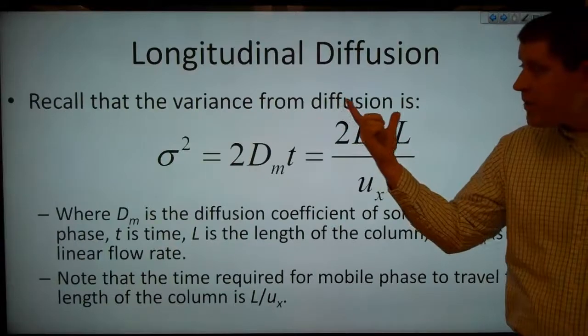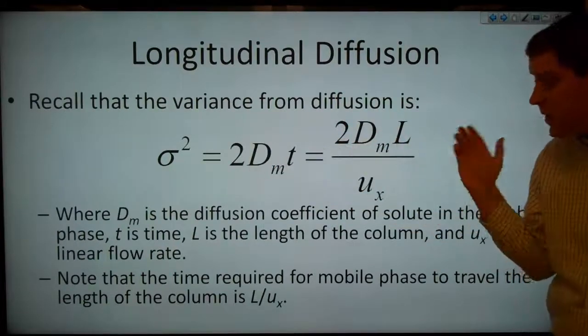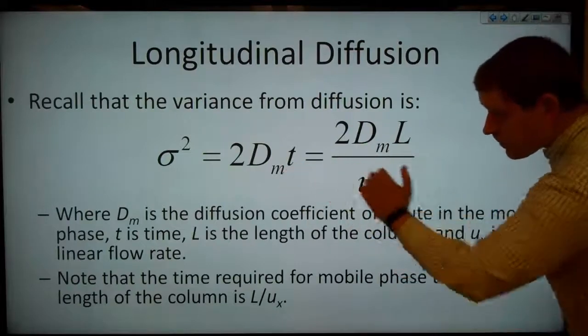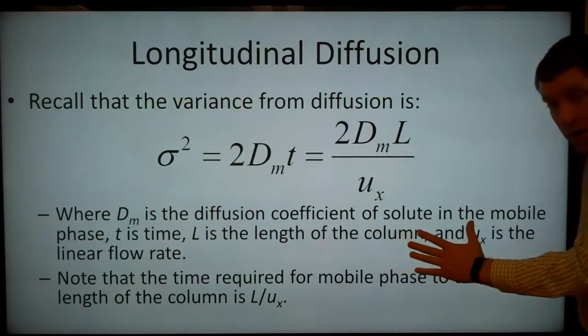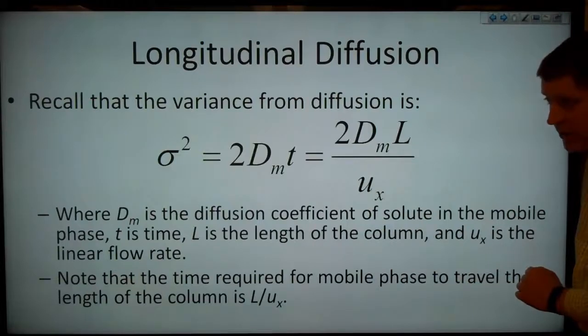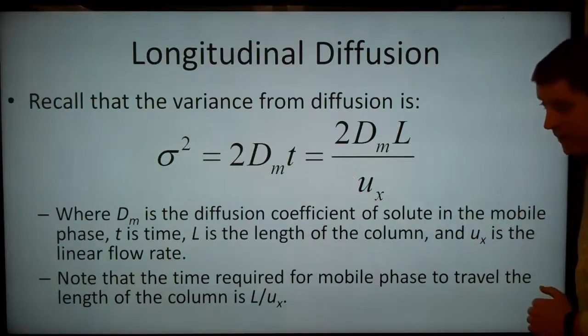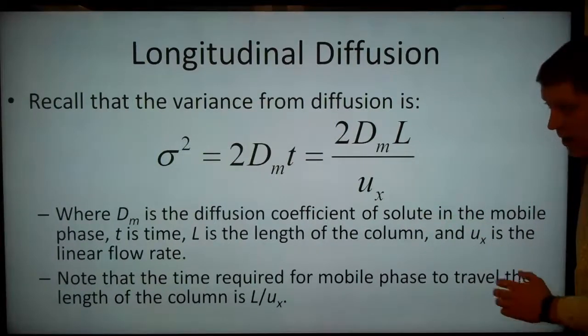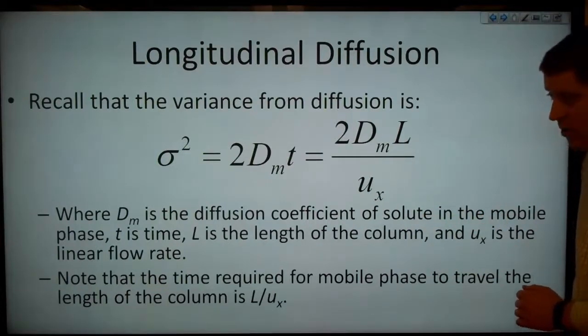Now, recall that the variance from diffusion is given here, where D sub m here is the diffusion coefficient of our solute in the mobile phase, t is the time, L is the length of the column, and u sub x is the linear flow rate of our mobile phase.